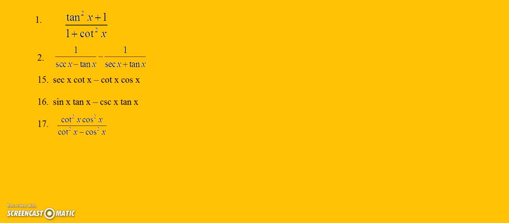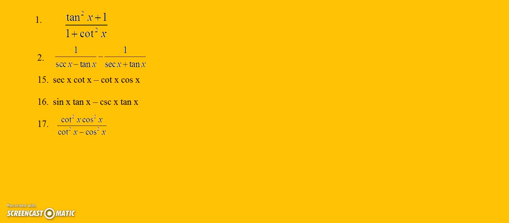In this video, I'm going to be showing you how to solve equations using our trig and our Pythagorean identities. So let's get started. I have some problems here and we're going to solve them. So let's start with number 1. You have tangent squared of x plus 1 over 1 plus cotangent squared of x. Our goal here is to try to simplify it as much as possible, preferably down to one trig expression.